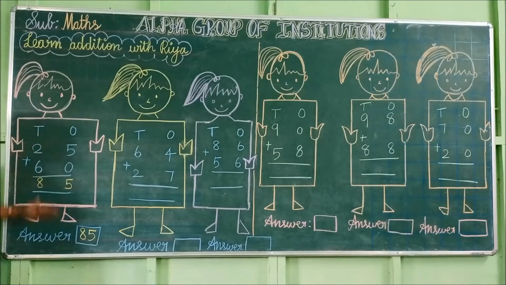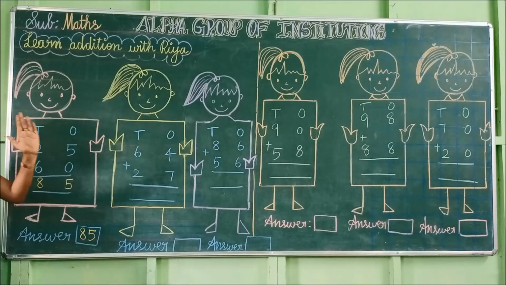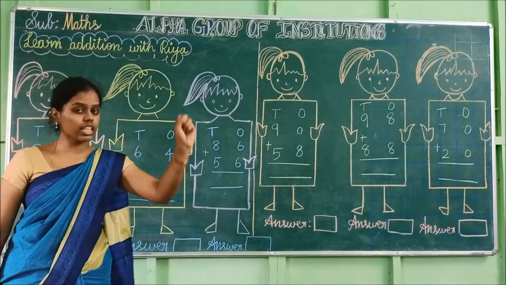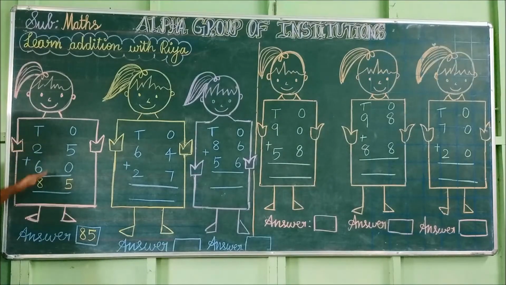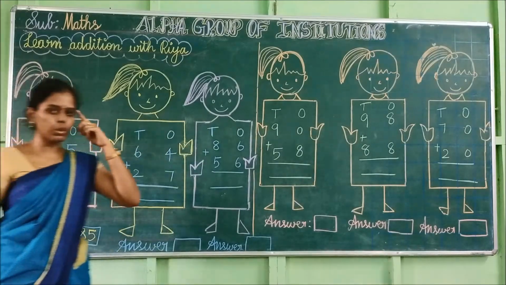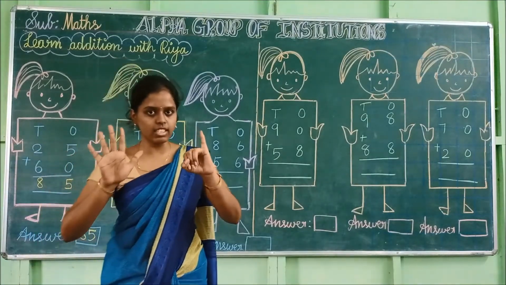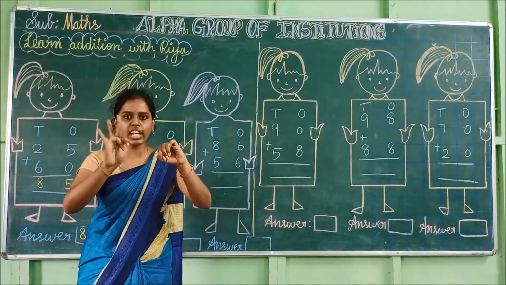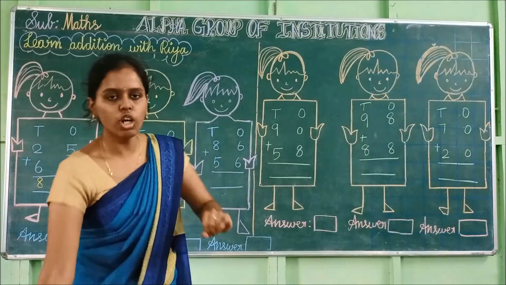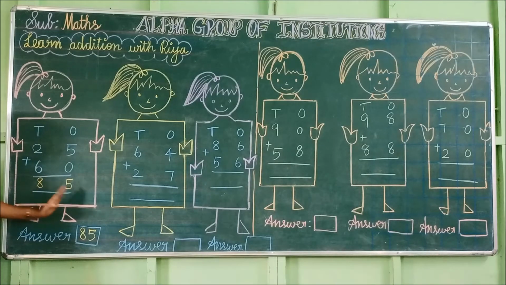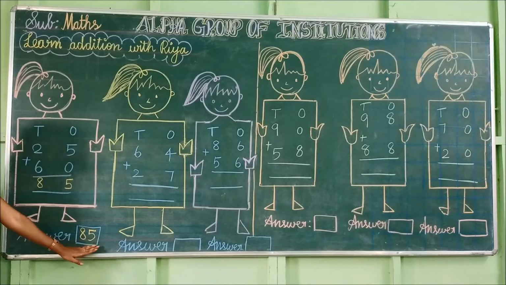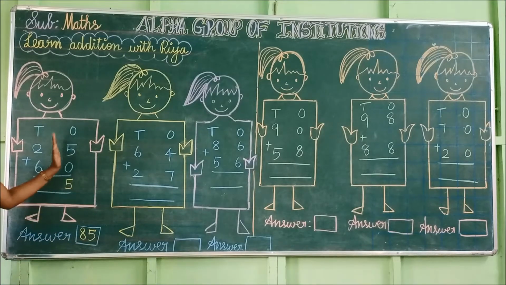So what have we done in this sum? We added the ones place first and then went to the tens place. In the ones place there are two numbers, 5 and 0. Take 5 in the mind and 0 in the fingers. After 5 there are no fingers, so we put the same 5 here. In the tens place there are 2 and 6. Take 2 in the mind and 6 in the fingers. After 2: 3, 4, 5, 6, 7 and 8. So we have got the answer 8. After combining, our final answer is 85. We have written the final answer in this box. This is the answer for the first sum.